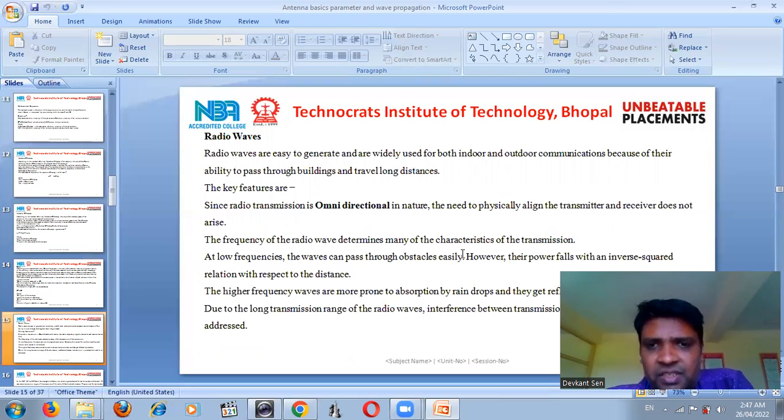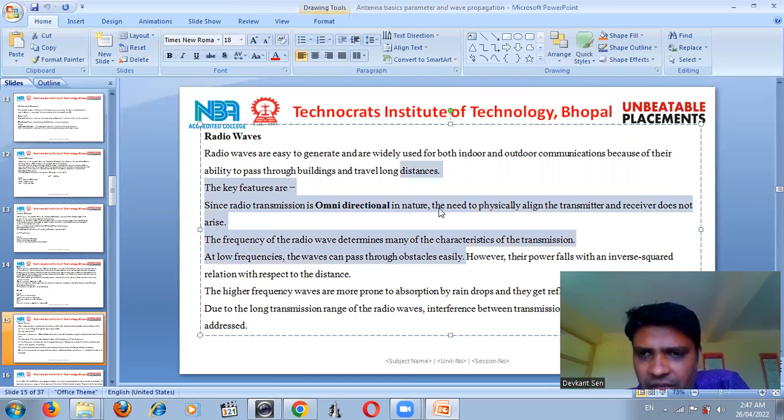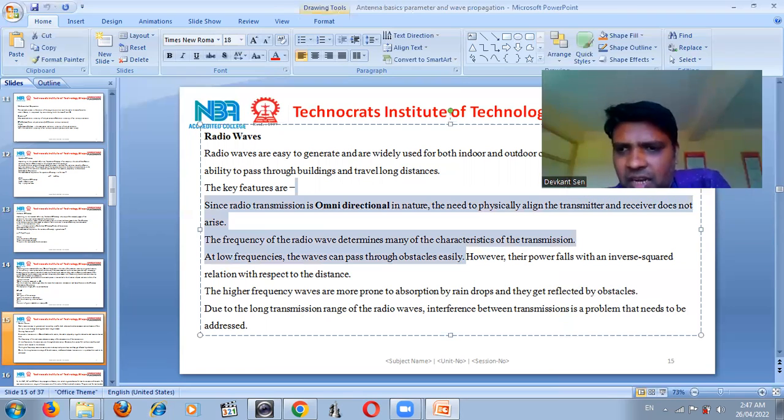There are some key features. Since radio transmission is omnidirectional in nature, the need to physically align the transmitter and receiver does not arise. The frequency of the radio wave determines many of the characteristics of the transmission. At low frequency, the waves can pass through obstacles easily. However, their power falls with the inverse squared relation with respect to the distance.